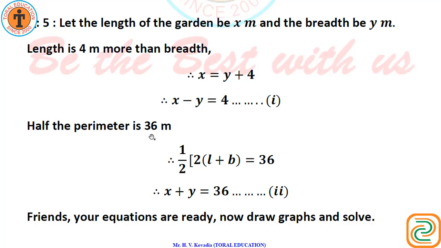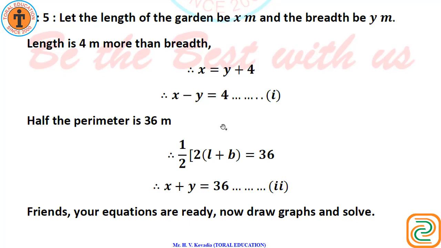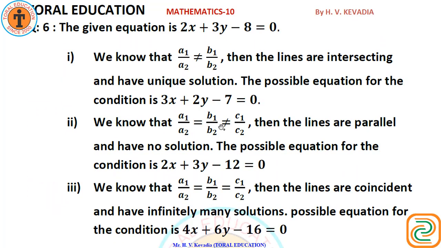Now when you draw the graph of these two equations, you will get intersecting lines and the intersecting point is your answer. X coordinate first and y coordinate later.